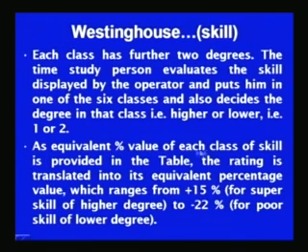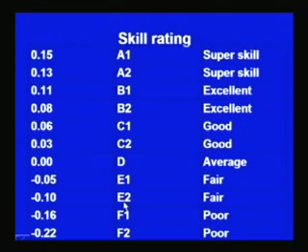An equivalent percentage value of each class of skill is provided in the table, and the rating is translated into the equivalent percentage value, which ranges from plus 15% for super skill of the higher degree to minus 22% for poor skill of the lower degree. These values of the rating factors for skill can be seen in this table, where super skill is given the code A and has 2 degrees, A1 and A2, upper and lower, and here you can see 0.15 for super skill, and for poor also there are 2 degrees, the lower is 0.22 and the upper one is 0.16.